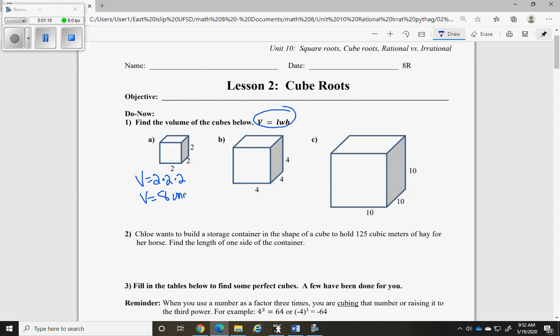Or we could write units cubed. The volume of B is 4 times 4 times 4. 4 times 4 is 16 times another 4 is 64. So this is reminding me of our exponent unit. Right here I'm doing 4 to the third power. I do get 64 cubic units. And this last volume is 10 times 10 times 10. I'm really doing 10 to the third power. So the volume is 1,000 cubic units.